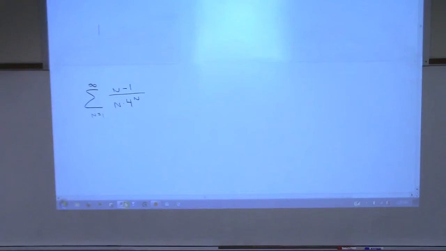Cancel out these denominators, just multiply both sides by n root n. So these are really gone. I get 2 plus negative 1 to the n less than or equal to 1. Is this always true or not? For all n? No, it's not.